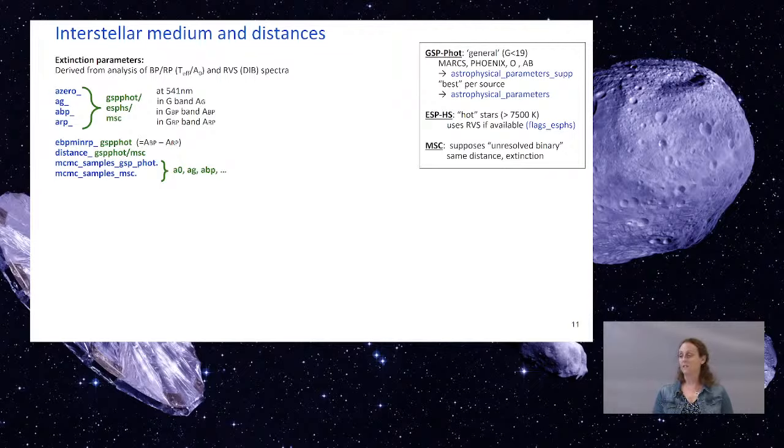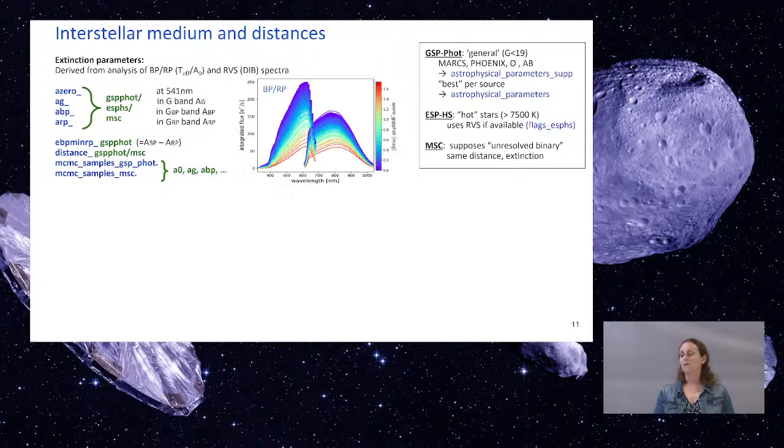Along with these parameters, you can also find E(BP minus RP) from GSP-Phot. You can also find distances from both GSP-Phot and MSC. And along with this, there are the two datalink tables, called the MCMC samples from GSP-Phot and MSC, which provide the Markov chain Monte Carlo samples for all of the stellar parameters for a subset of the chain.